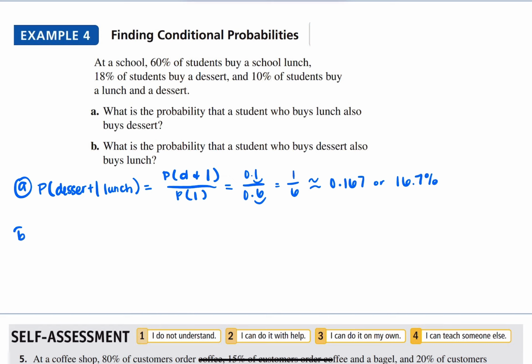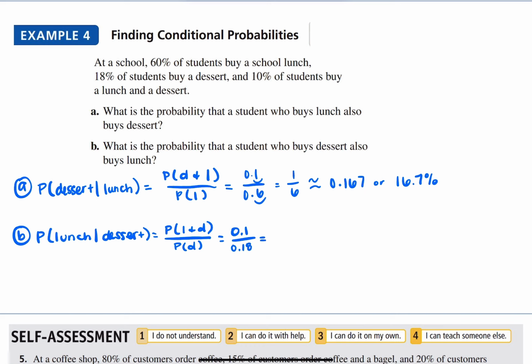All right, part B. What is the probability that a student who buys dessert also buys lunch? So the opposite way, the probability that they bought a lunch given that they bought a dessert. So we want to find the probability that they bought a lunch and dessert given the probability they bought a dessert. So same thing on first, that 10% or 0.1. But now the probability they bought a dessert is 18% or 0.18.